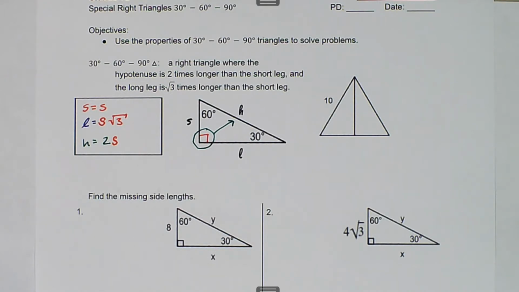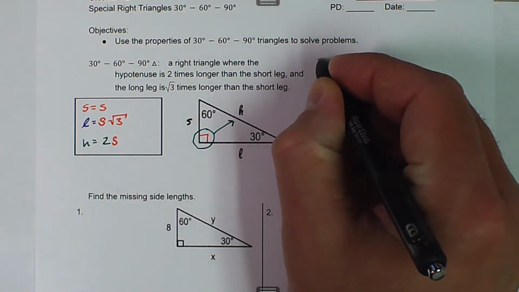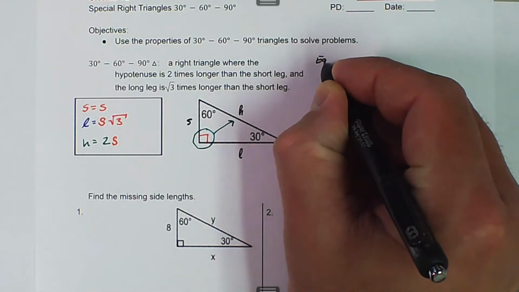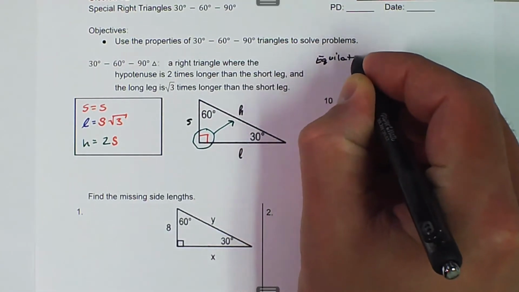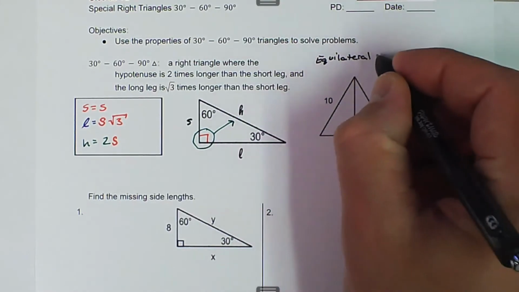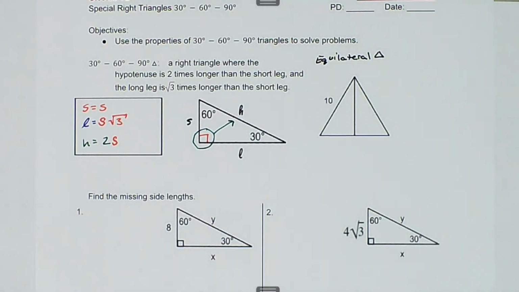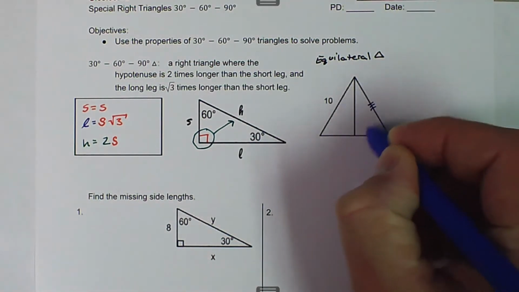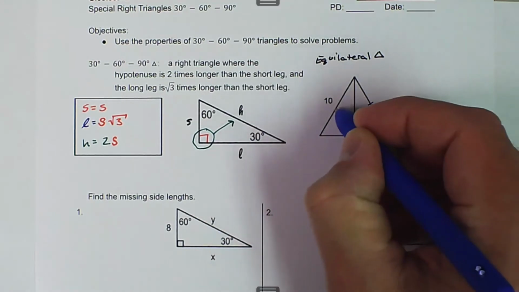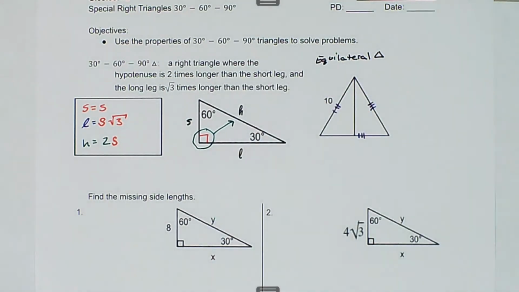Now here's a quick proof of how the 30, 60, 90 triangle exists. So this is an equilateral triangle. I'm just telling you that. So that's the statement. This is an equilateral triangle. So what that means is all the sides are congruent. So all the sides are 10.